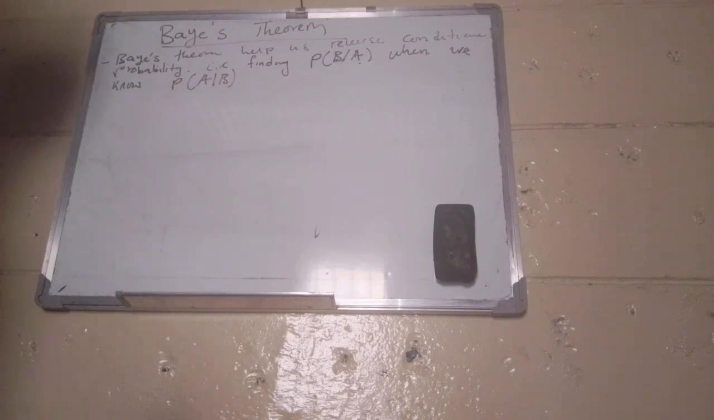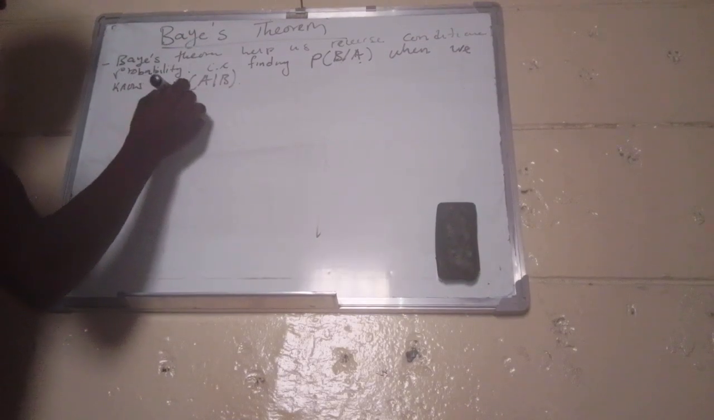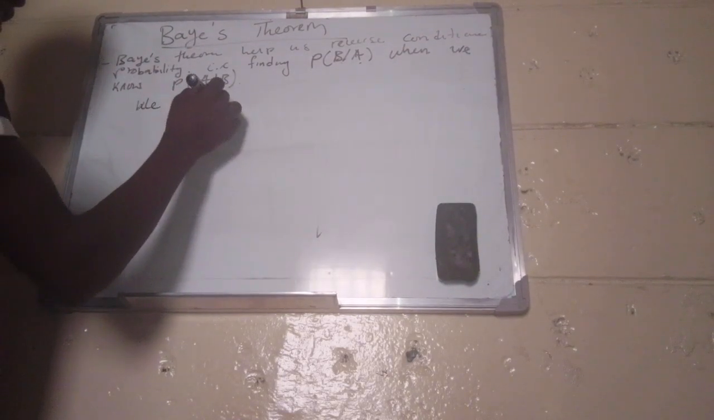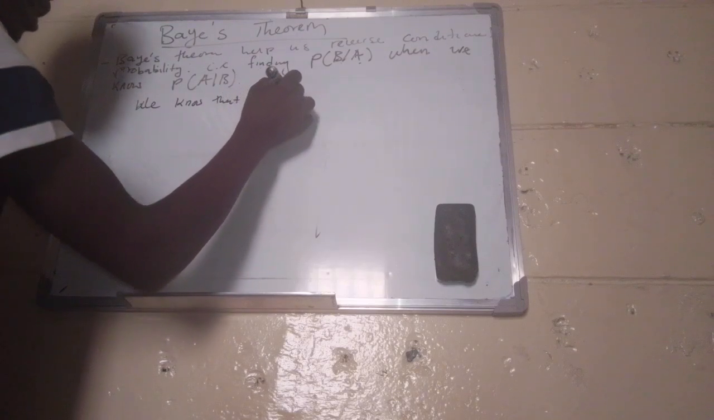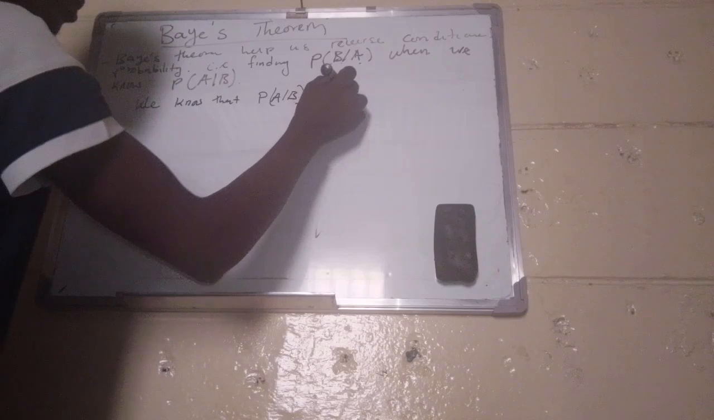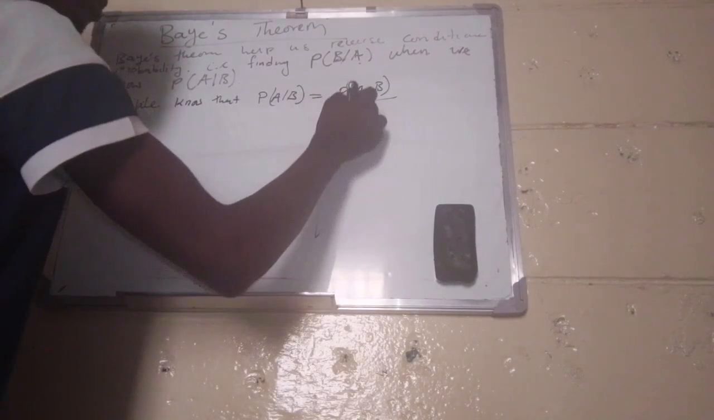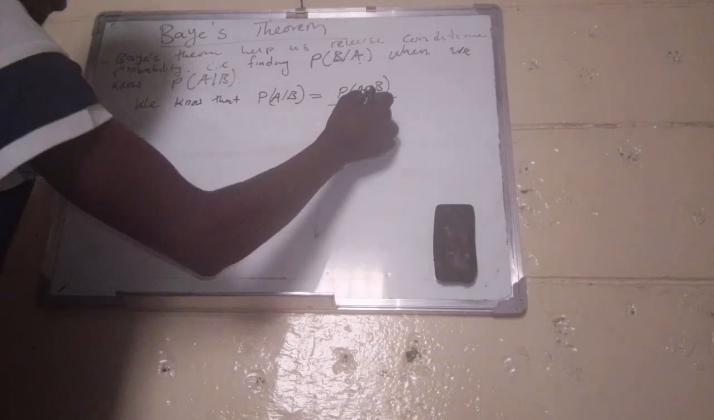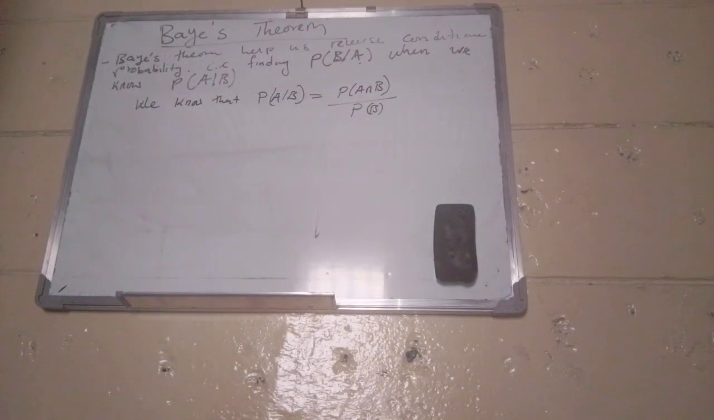So now, what do we know? Number one, we know that the probability of A given B is equal to the probability of A intersection B over the probability of B. That's what we know.